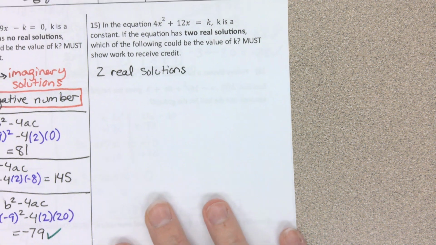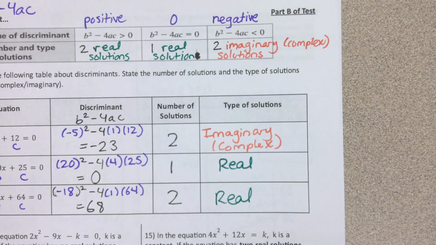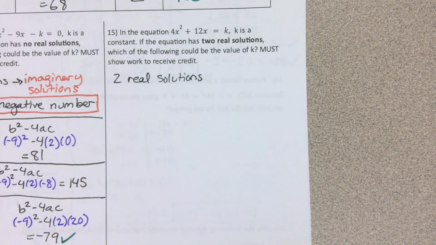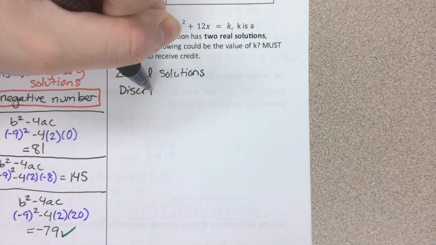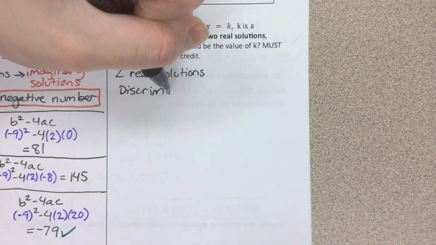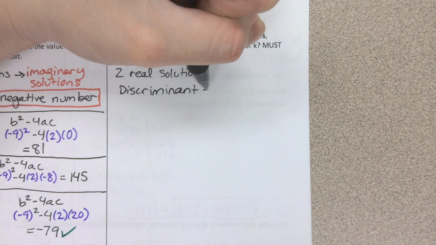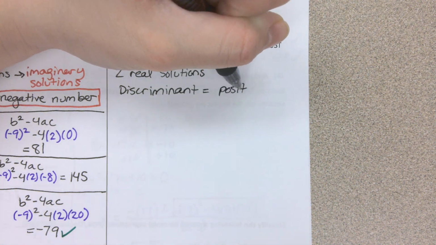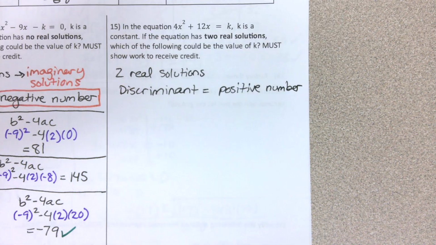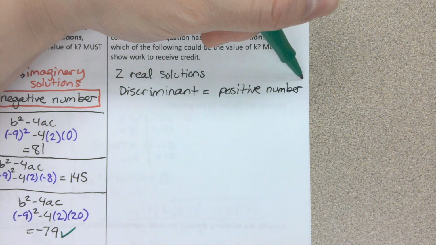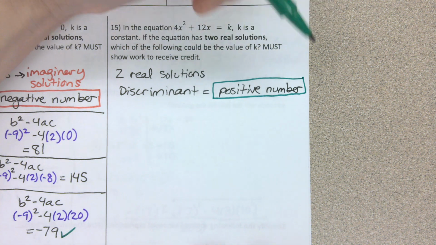Let's go back up to our chart. Two real solutions is a positive number. So now we're looking for the opposite of the last problem. We want our discriminant to equal a positive number. So we're looking for this.